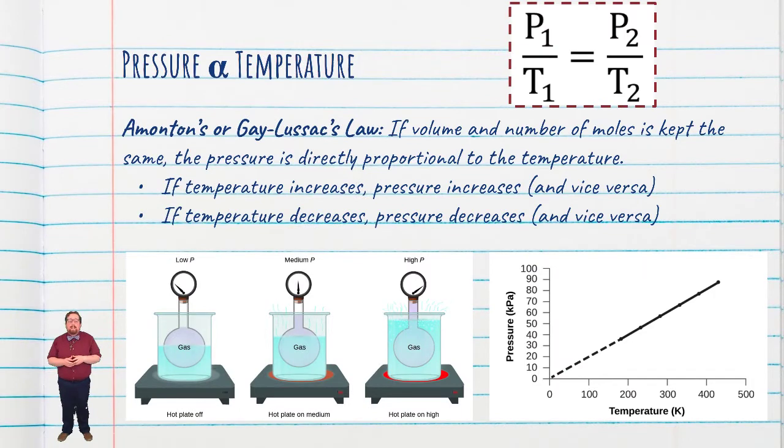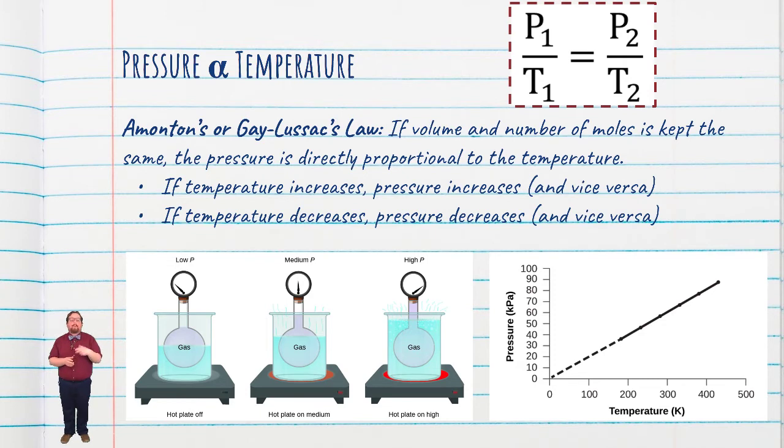Around the year 1700, a guy named Guillaume Amonton, pardon my French, was the first to find evidence for the relationship between the pressure and temperature of a gas. About 100 years later, Joseph Louis Gay-Lussac determined the relationship even more precisely. For that reason, the relationship between pressure and temperature has 2 names, Amonton's law or Gay-Lussac's law. In either case, the general idea is that the pressure is directly proportional to the temperature, assuming that you keep the volume and the number of moles constant.